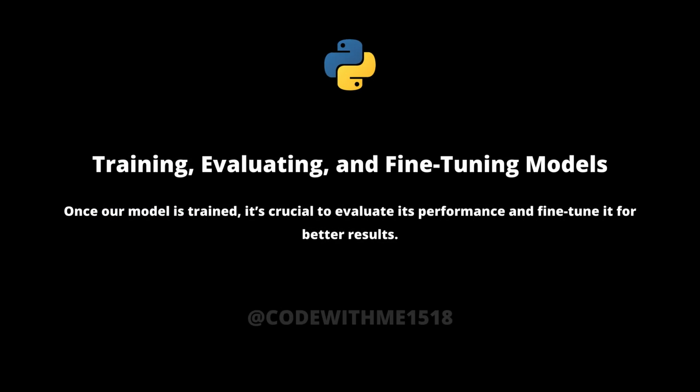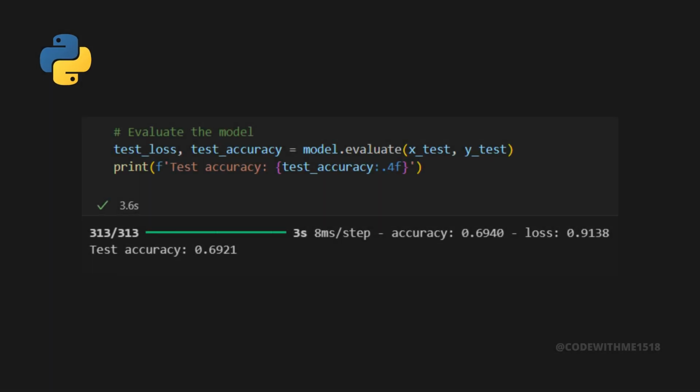Once our model is trained, it's crucial to evaluate its performance and fine-tune it for better results. Let's see how we can do that. We can use the evaluate method to check our model's accuracy on the test set. Our model achieved an accuracy of about 69% on the test set.